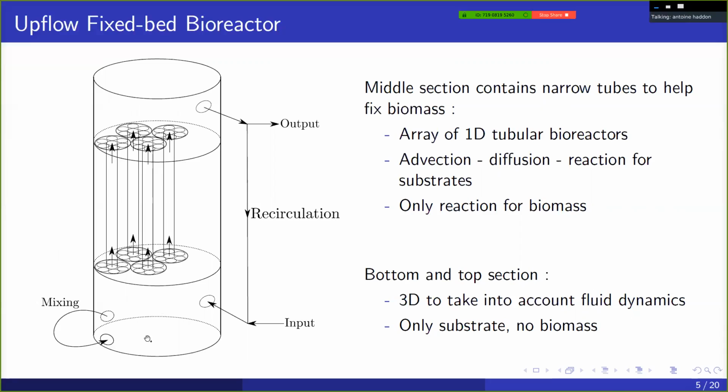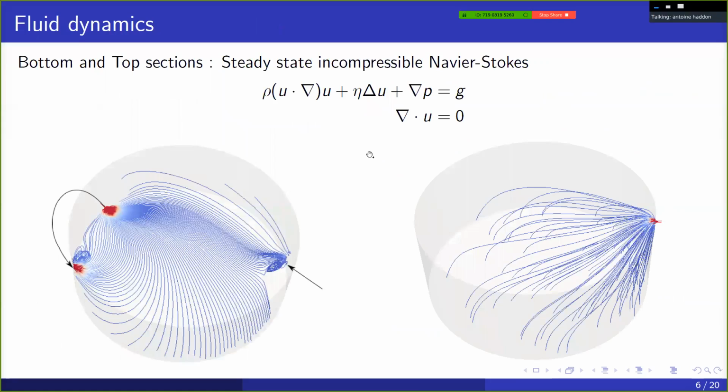And so for these three-dimensional zones, we need to take into account fluid dynamics. For this, we consider steady-state Navier-Stokes equations. Essentially, we're neglecting turbulence and considering steady state because of the differences of timescales, right? Fluids are going to reach a steady state a lot faster than a biological system.